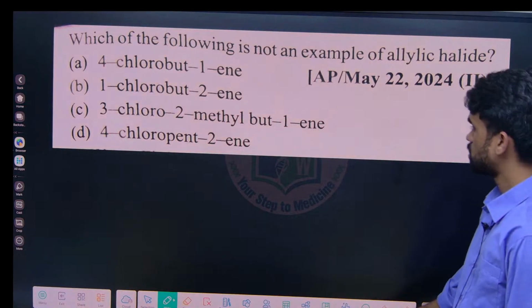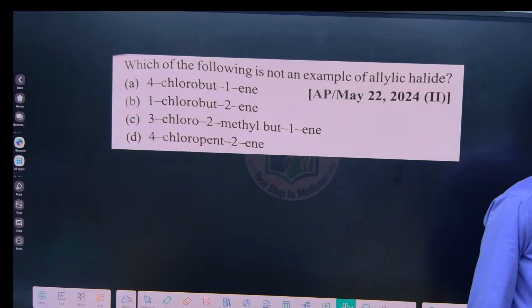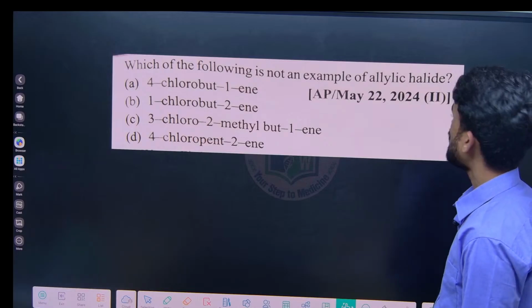So tell me this one. Which of the following is not an example of allylic halide?